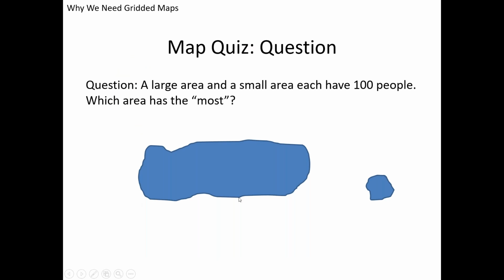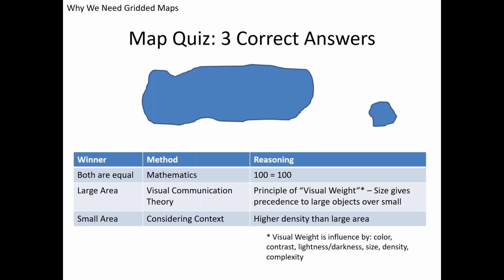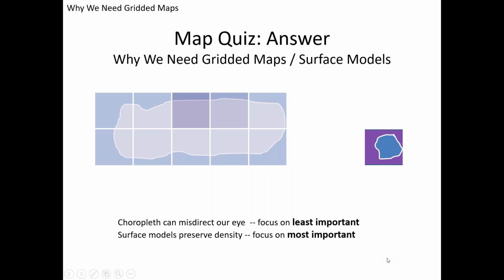Okay, we have a short quiz here. We have a large area and a small area that each have 100 people. Which has the most? And there are 3 correct answers. The mathematician will tell you that it's equal because 100 equals 100. The graphic designer will tell you that visual weight is the winner here, and we will always see Texas before we see Connecticut. But if you're looking at density, then the smaller area takes precedence. So that is another reason why we need to have gridded maps, so that we can keep our eye on what's important.